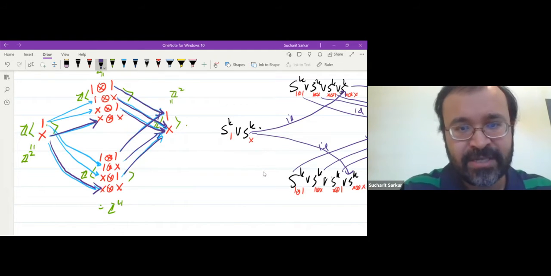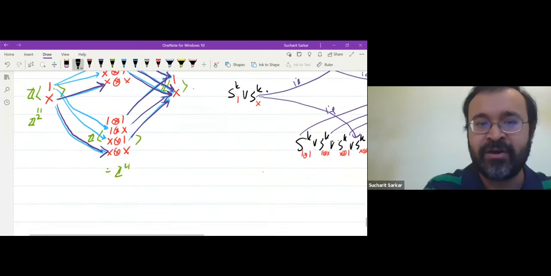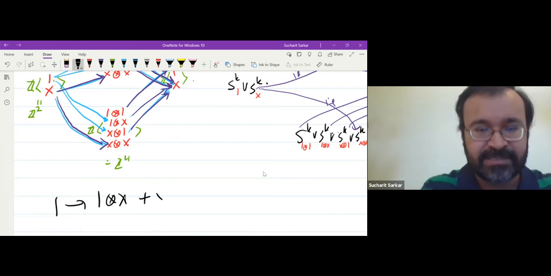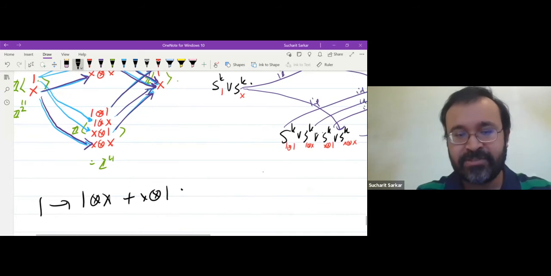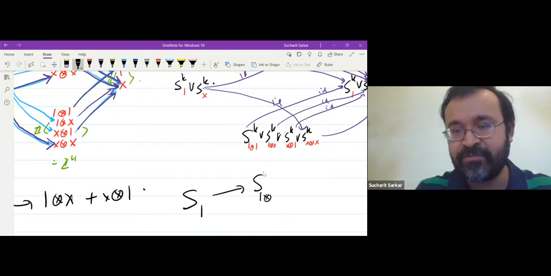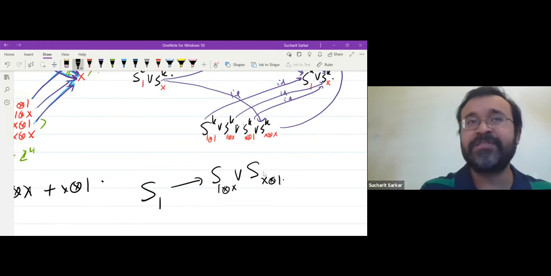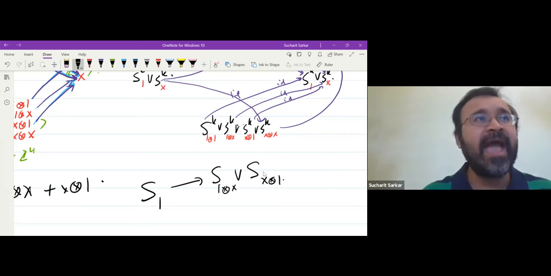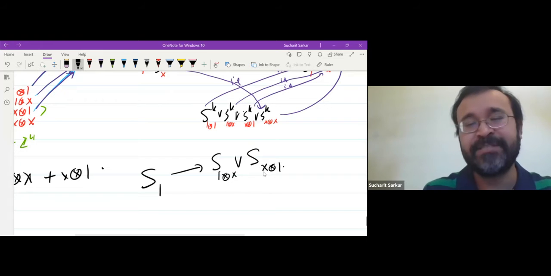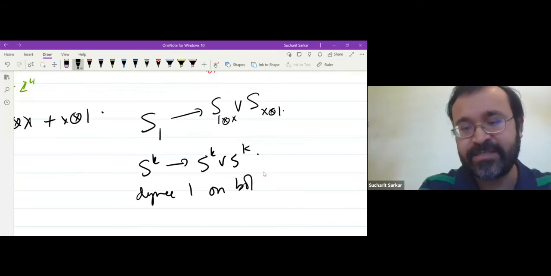So we define what to do, at the level of spaces, for all of them. The one we are stuck with is how to map this 1 to 1 tensor x plus x tensor 1. At the level of space, that means I have this sphere labeled 1, and I have to map it to a sphere labeled 1 tensor x, wedge a sphere labeled x tensor 1. So I have to map a sphere to a wedge of 2 spheres, and it must be degree 1 on both factors.